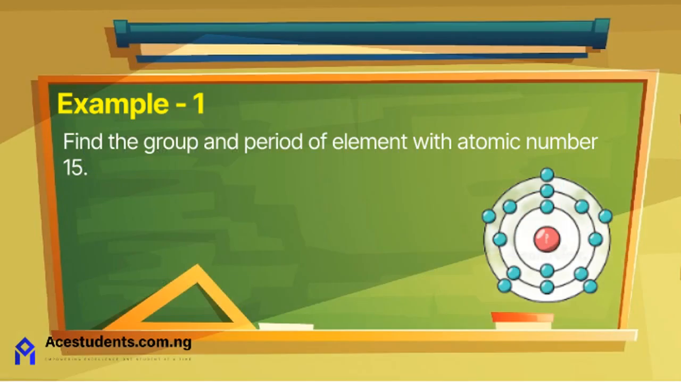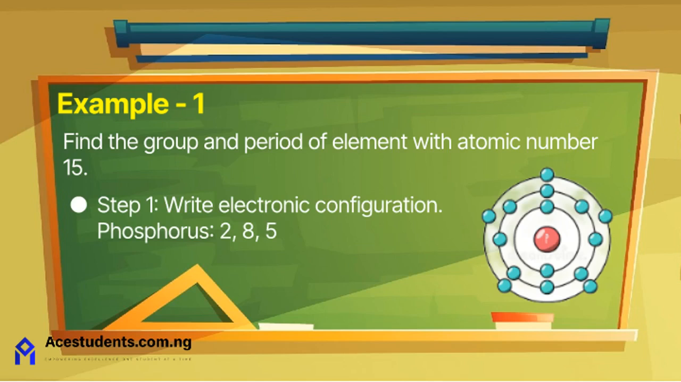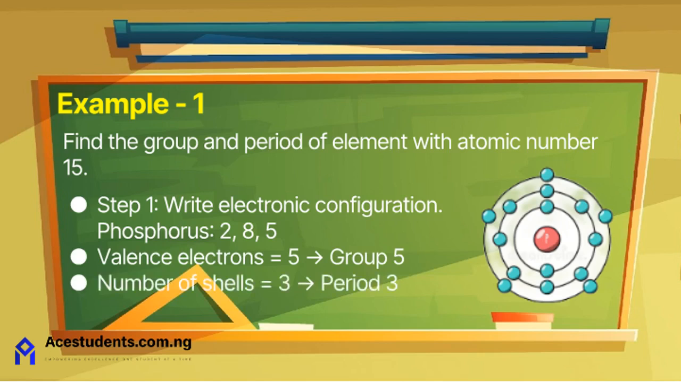Let us now practice with an example. We are asked to find the group and period of the element with atomic number 15. The element is phosphorus. To determine the group and period, the first step is to write its electronic configuration. Phosphorus electronic configuration is 2, 8, 5. The number of valence electrons is 5. This means phosphorus is in group 5. The number of shells is 3. This means phosphorus belongs to period 3.